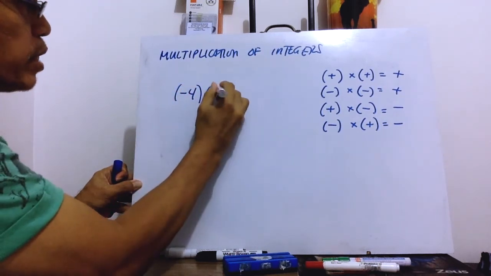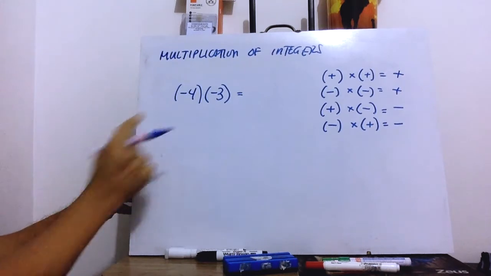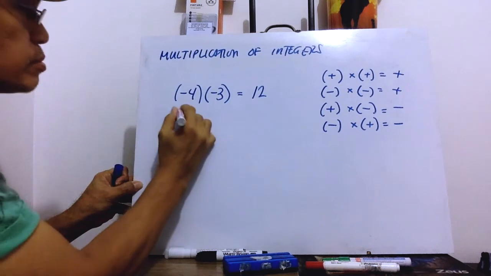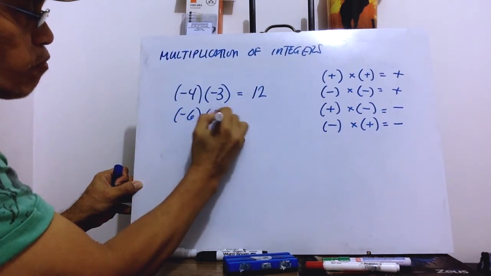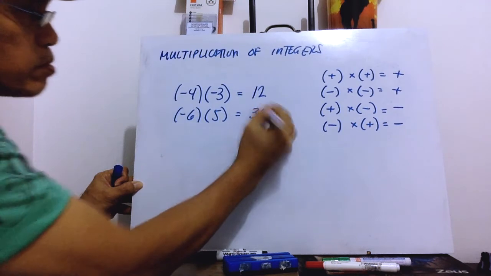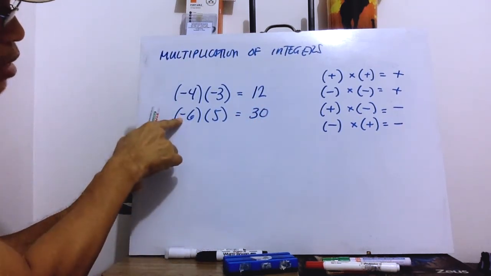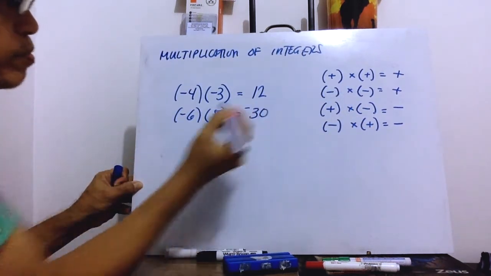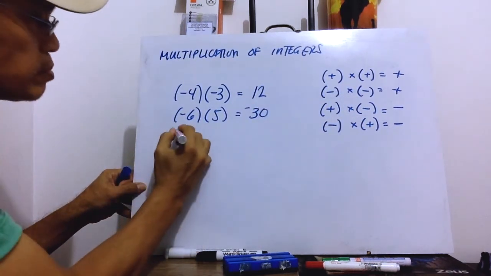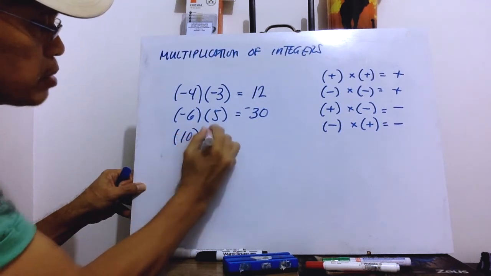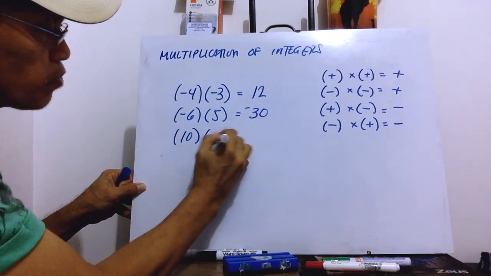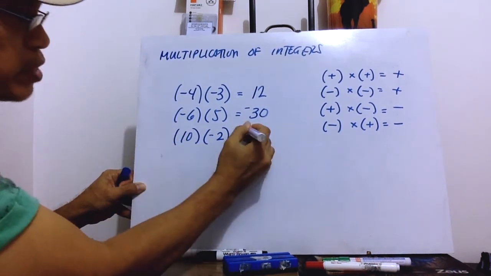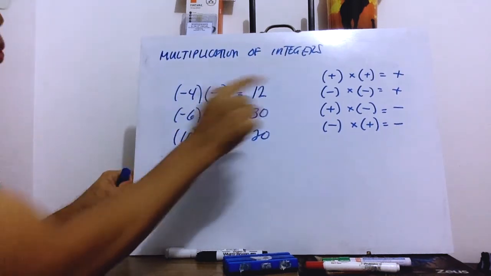-4 times -3. Negative times negative, positive, so that's positive 12. -6 times 5. So that's 30. But what's the sign of 30? Negative and positive, different signs, negative. Okay. 10 times -2 is 20. One of them is negative, the other is positive, so it's negative. Remember the rules. Okay.